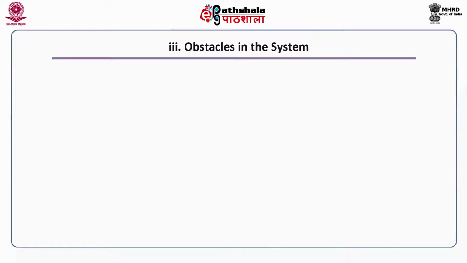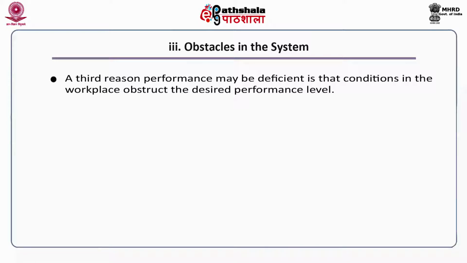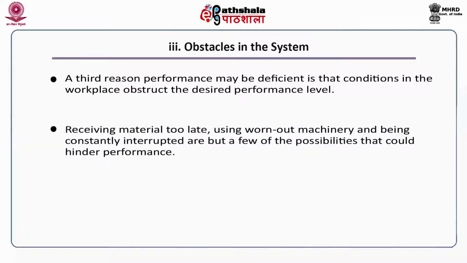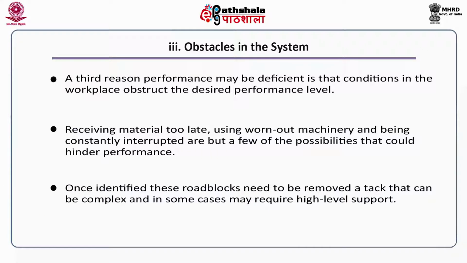Obstacles in the system. A third reason performance may be deficient is that conditions in the workplace obstruct the desired performance level. For example, the worker might be receiving the material too late, or he may be using old machinery and is also constantly interrupted by technical or human glitches. Once identified, these roadblocks need to be removed, and it can be complex in some cases, so the support of top level and middle level management is required.